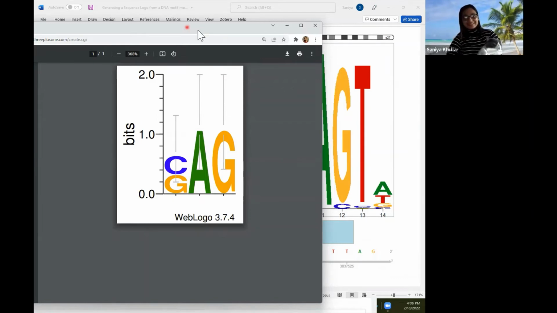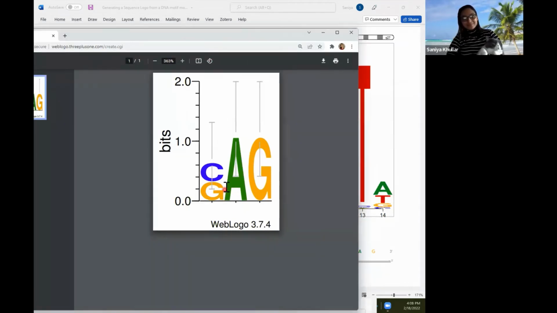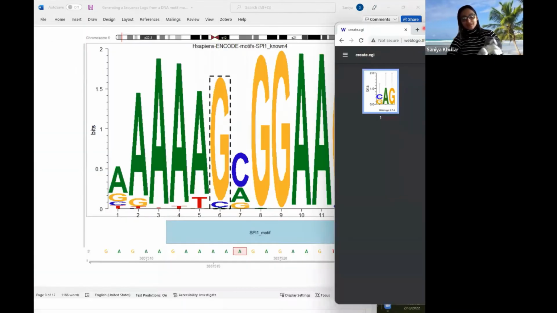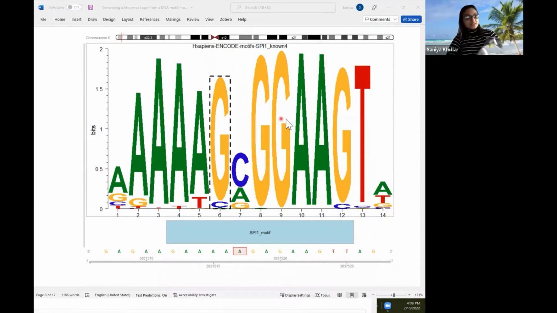And again, it's a very simple example. In reality, it may be messy. There may be various bases in these second and third positions. So it may not always be A or always be G, but it would be pretty neat if that was the case. But in general, looking at all the binding information that Homo sapiens encode motifs SPI1 known for from this database, they found in chromosome 6 at this location, 3837510, these sequence logos representing the motif.